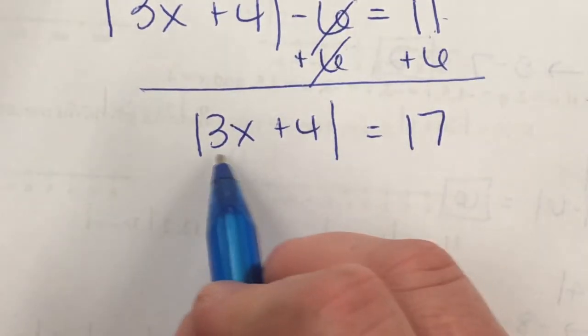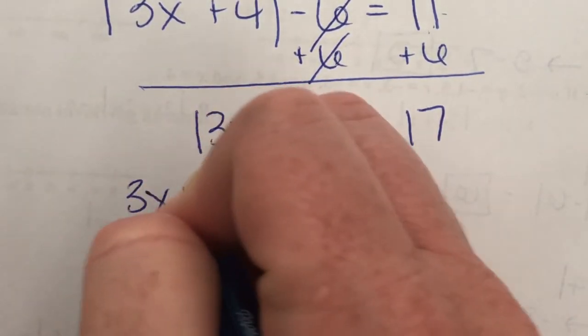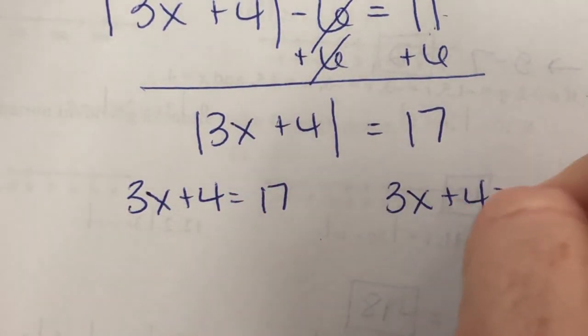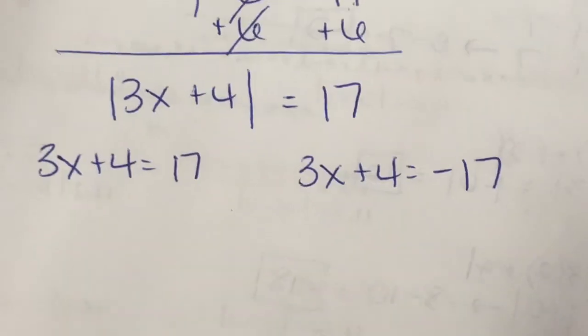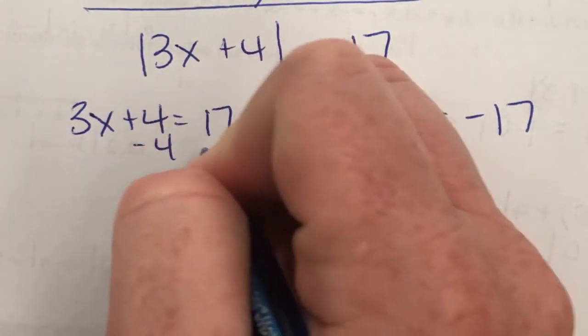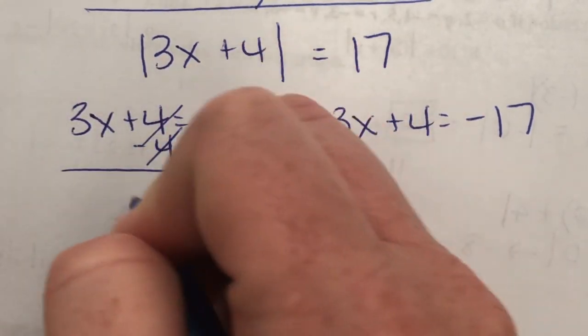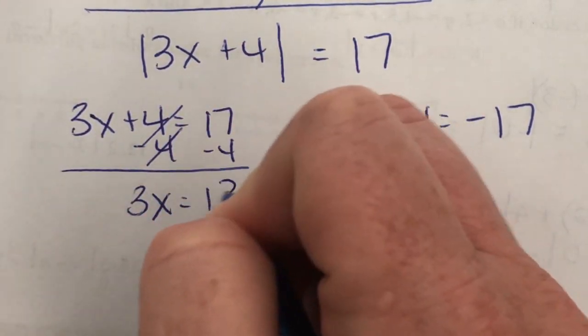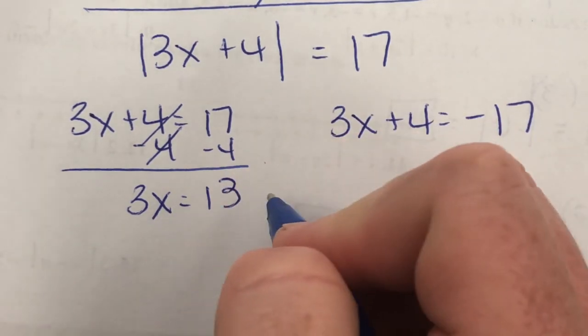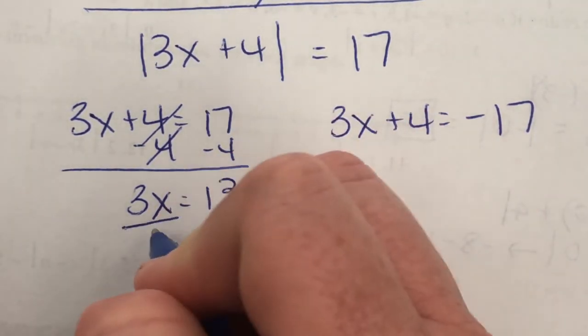Now I can set 3x plus 4 equal to 17, and 3x plus 4 equal to negative 17. These are my 2 equations I'd have to solve. So here I subtract 4. 3x equals 13. I didn't know that was going to work out that way. That's okay. It's supposed to be 18.